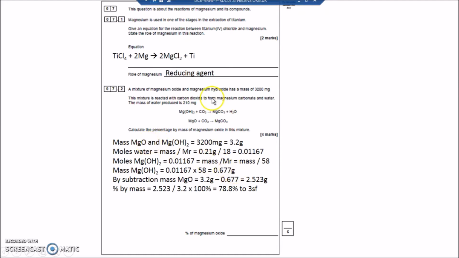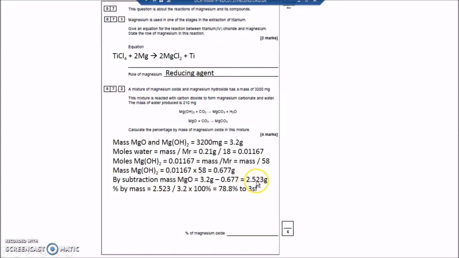Now I know the combined mass. It tells me the combined mass of the magnesium oxide and the magnesium hydroxide is 3.2 grams or 3,200 milligrams. So if I subtract the mass I've just worked out for the magnesium hydroxide from this total mass, 3.2 grams take away 0.677 grams is 2.523 grams. That must be the remaining magnesium oxide.